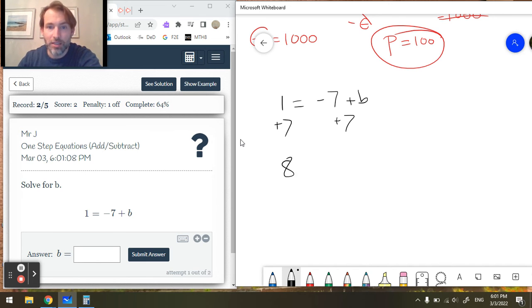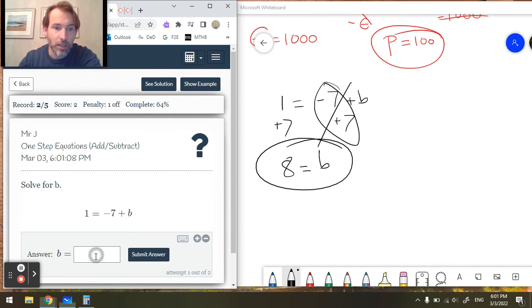1 plus 7 is 8. 8 is equal to this. Here is 0, so it's gone. And I'm just left with b. 8 is equal to b. Hooray! Okay, so that's it with addition and subtraction. Let's do it with positive decimals.